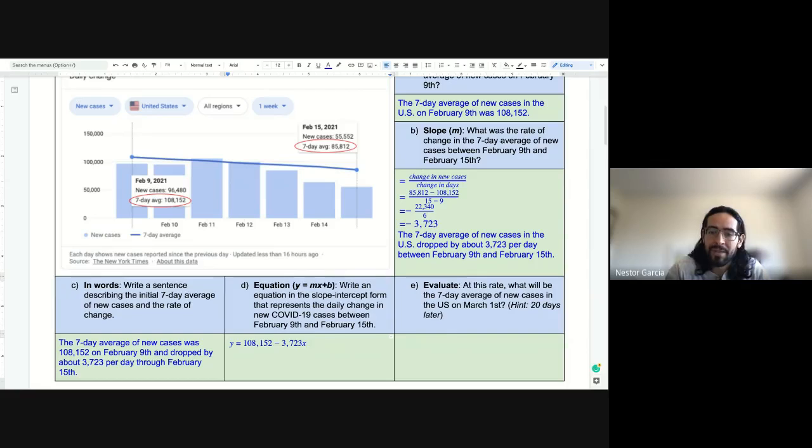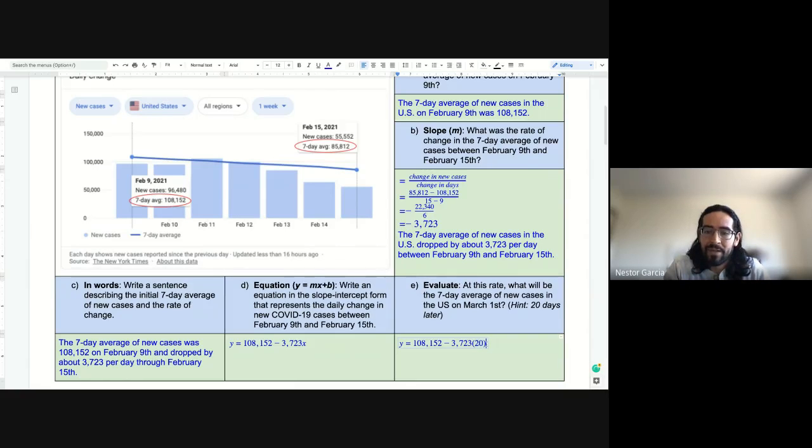That is the equation. Lastly, to evaluate, we're going to answer this question. At this rate, what will be the 7-day average of new cases in the US on March 1st? I gave you the hint that the total number of days that takes place between the two dates is 20 days. So between February 9th and March 1st, that is 20 days, which is why I take the equation we came up with in part D, and I plug in the number 20 for x, which is the number of days.